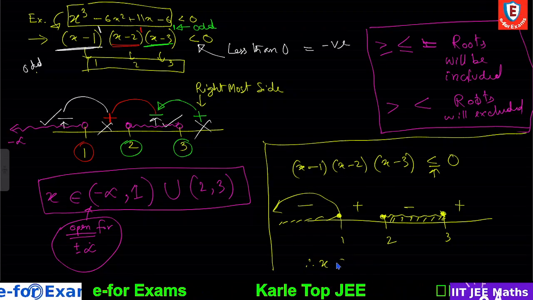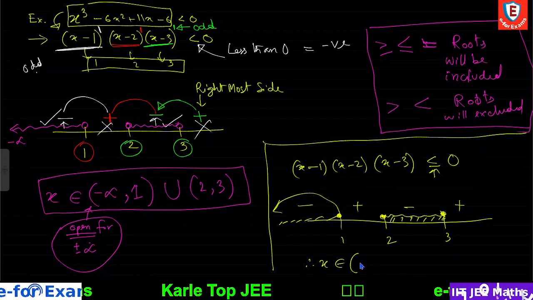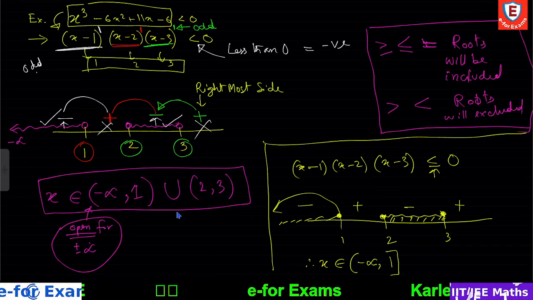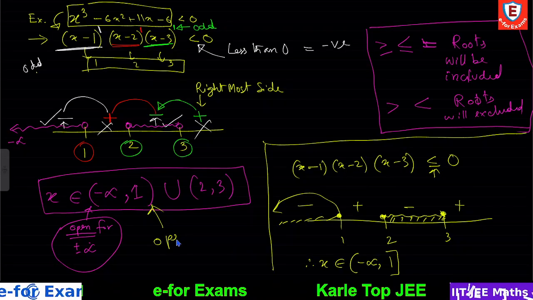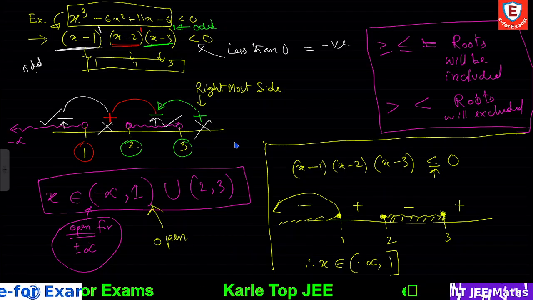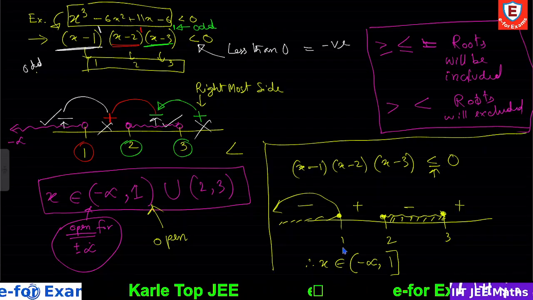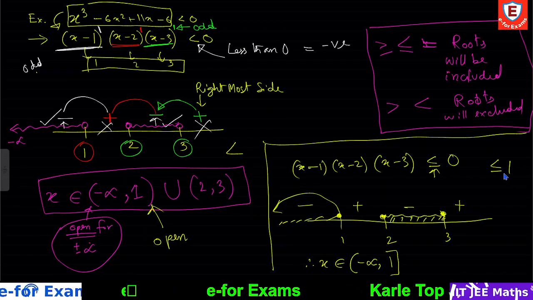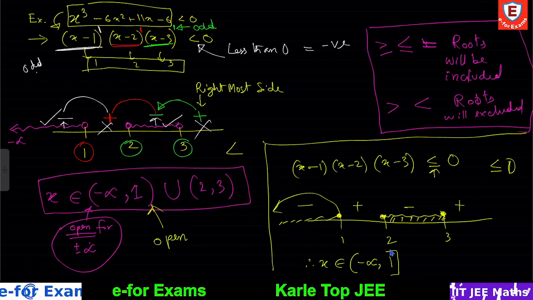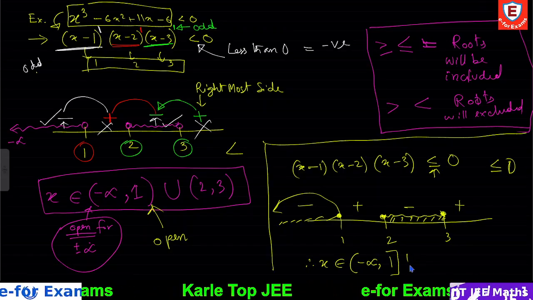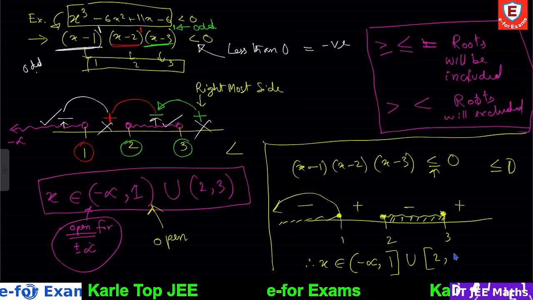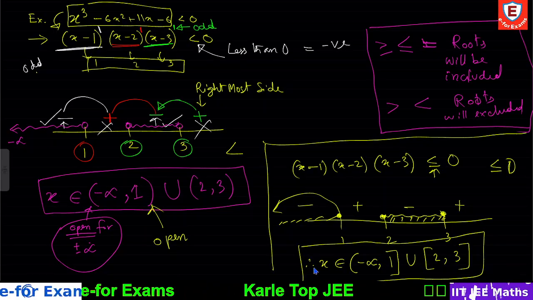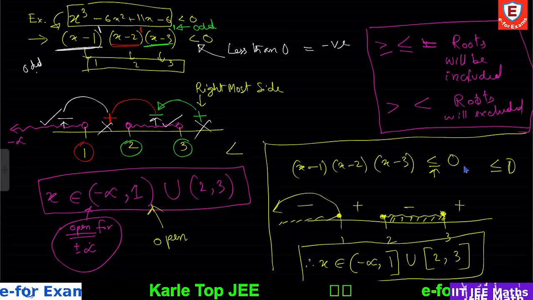Therefore x belongs to, for infinity always open, minus infinity comma 1. Here it will be a close bracket. Here it was open, right? Because it is strictly less than, so open. Here it is less than or equal to, not strictly less than, so this 1 will be included here. Again union, including 2 and 3, right? This is the solution. This is the solution when less than or equal to 0.